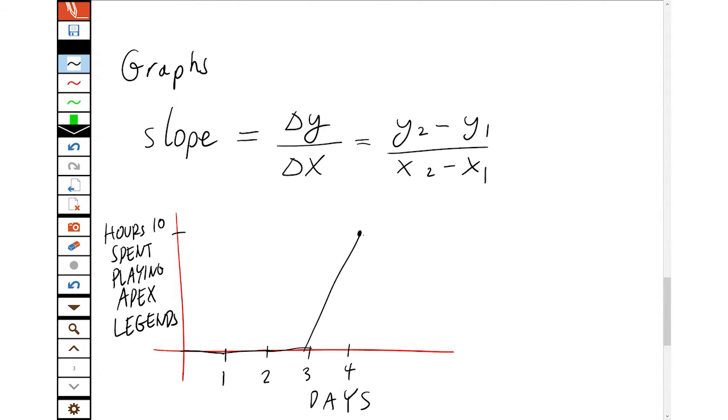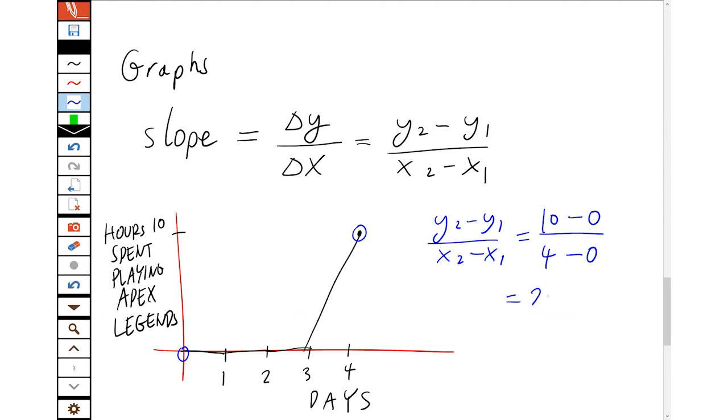So if we were to look over the whole period between here and here, what do I have? I have the new value minus the old, new value minus the old. So that's 10 hours minus 0 over the fourth day minus the 0 day. So that's 2.5 hours per day, which sounds pretty good and pretty fun.